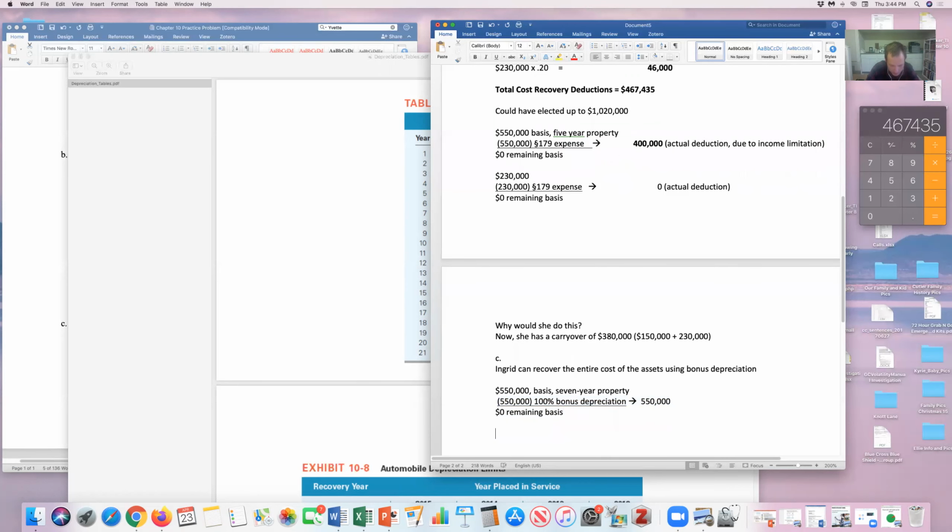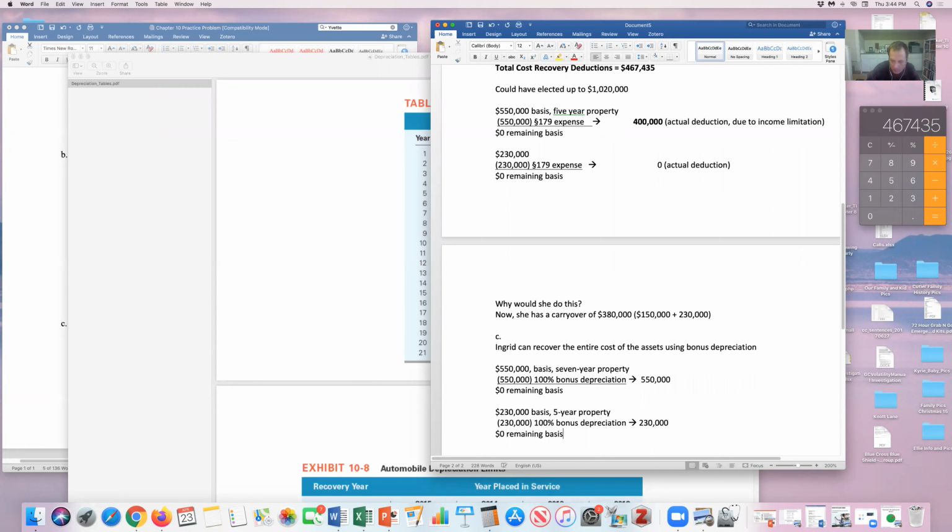On the other asset, its initial basis of the 5-year property was $230,000. Well, 100% bonus depreciation means she gets to deduct $230,000. Alrighty. So she's got $0 remaining basis.